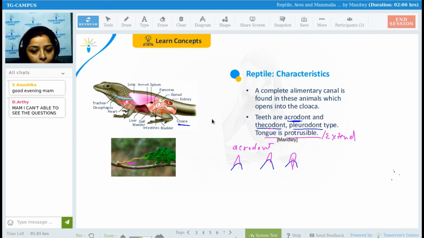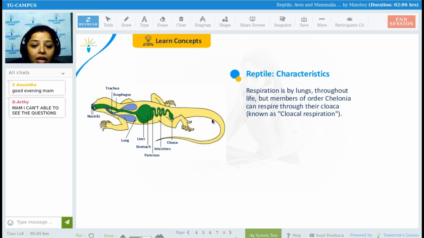The tongue is protrusible because they can protrude their tongue, they can extend their tongue, they can enlarge their tongue, stretch their tongue. Now let's see another characteristic, respiration.